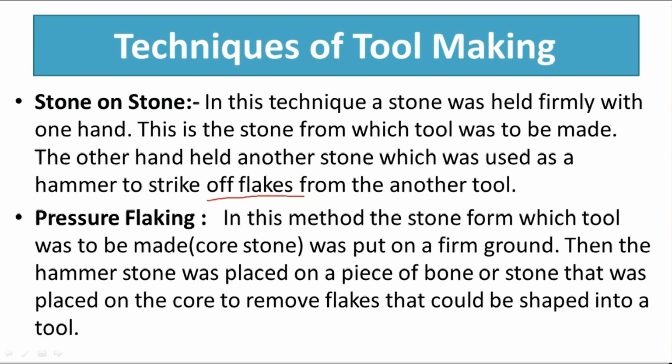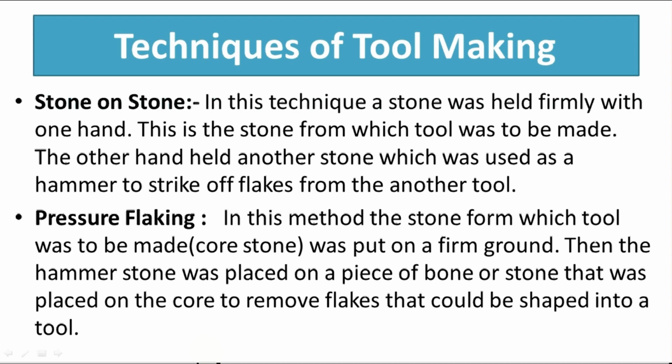And the second technique was pressure flaking. In this method, the stone from which the tool was to be made, I mean to say the core stone, was put on a firm ground. Then the hammer stone was placed on a piece of bone or stone that was placed on the core to remove the flakes that could be shaped into a tool.